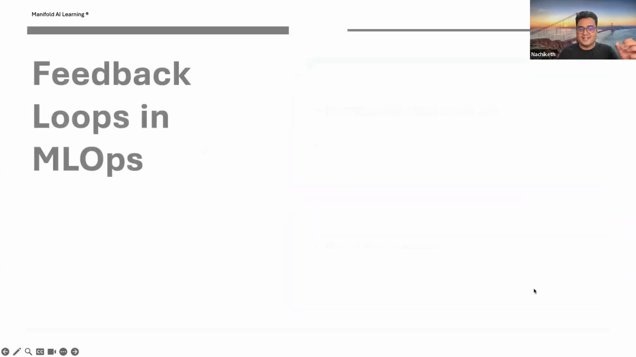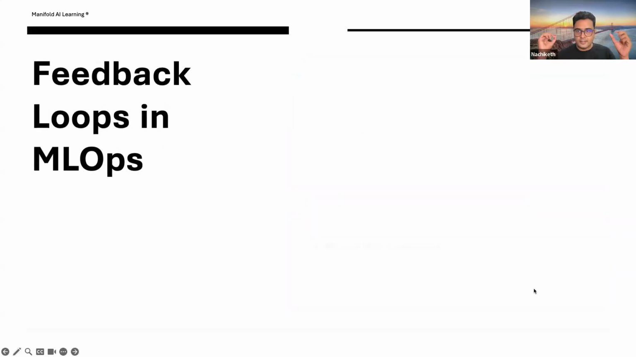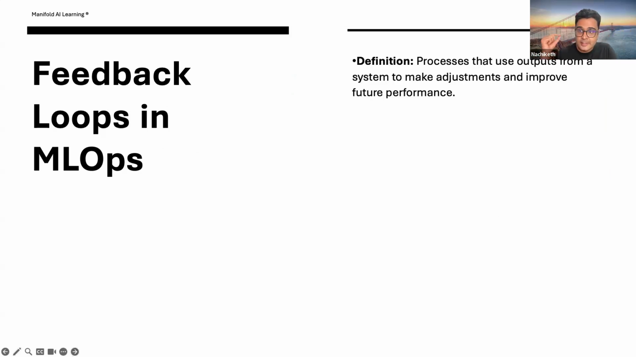Okay. And another aspect of monitoring is feedback loops. It's very important that we also set up these feedback loops in MLOps. So what exactly is a feedback loop? It's a process that uses the output from a particular system so that it can make adjustments or improve future responses. Now, there are two kinds of feedback loop in general, called open loop and closed loop. So let's understand the difference between open loop and closed loop.